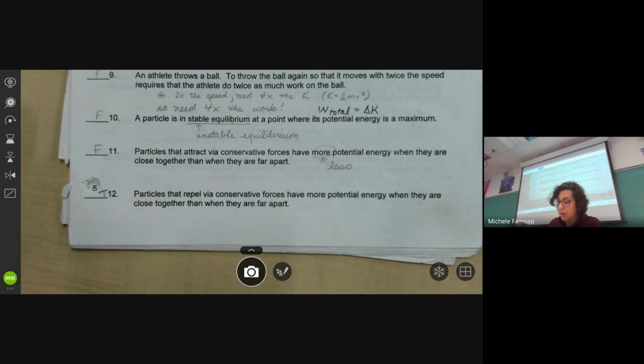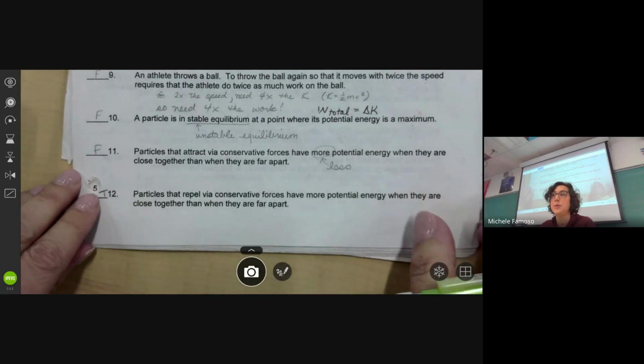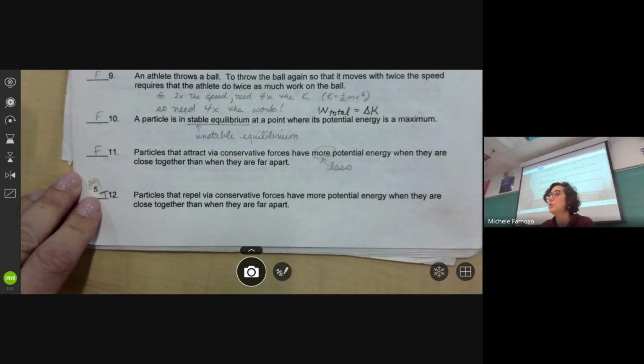And 12 was true. Okay, any questions on the other true, false? The true ones that I skipped, maybe you thought they were false. I can explain why they're true. No? Okay, next page.